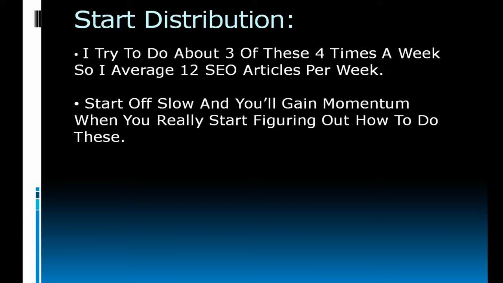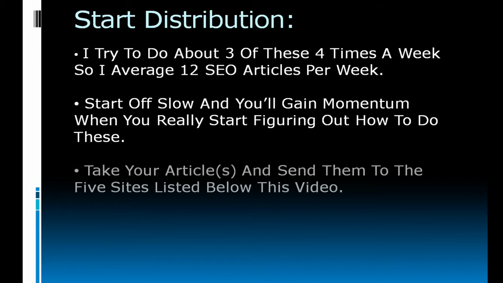And I try to write 3 of these 4 times a week. So I do 3 articles in a sitting, and I do that 4 times a week, so I have 12 articles per week, with 48 a month. So make sure you just start off slow. It could be 1 article every 3 days or every 4 days, but the people who take serious action are the ones who are really going to have success. So you want to start gaining momentum and really start perfecting this craft here.